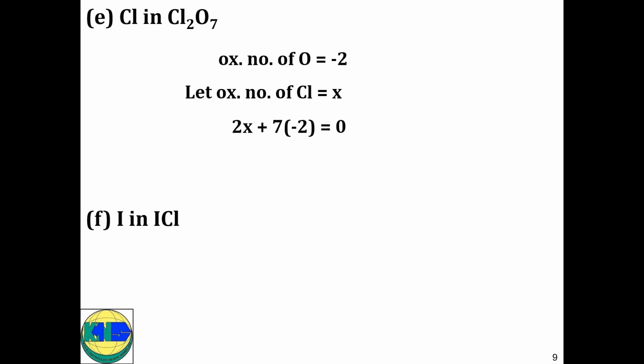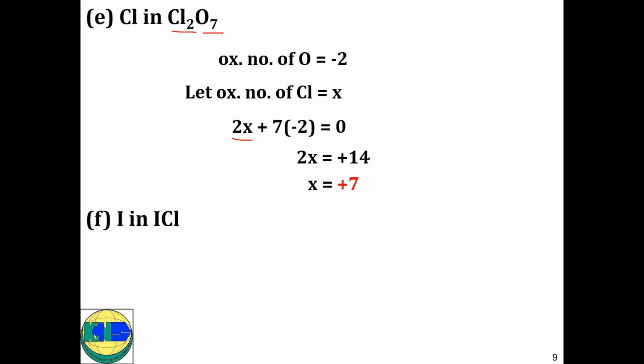Okay, now we look at example E. We want to determine the oxidation number of chlorine in Cl2O7. Oxidation number of oxygen equals -2. We let the oxidation number of chlorine equal X. So we total up the oxidation numbers. So 2X plus 7 multiplied by -2 equals 0. Why is it 2X? Because here you have 2 chlorines. Why does the oxidation number of oxygen have to be multiplied by 7? Because here you have O7. So 2X equals positive 14. So X equals positive 7. So the oxidation number of chlorine equals positive 7.